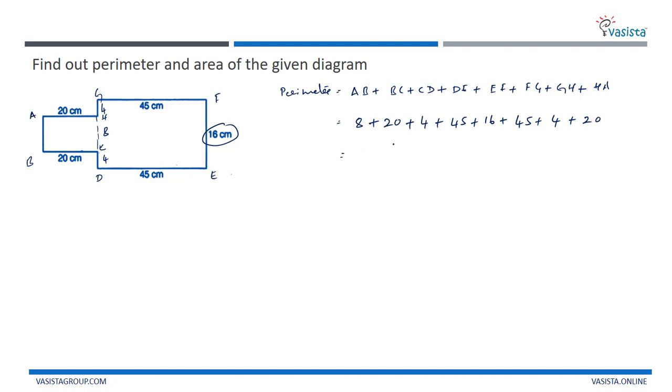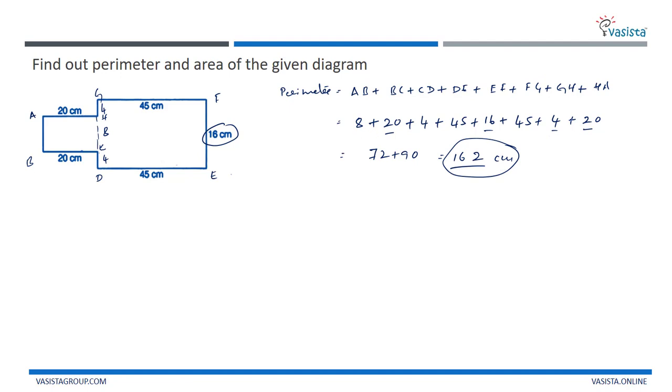Now add it. See what happens. 20 plus 20, 40, right? 8 plus 4. Let us check this. 28, 32, 32 plus 16 plus 4, 20. 32 plus 20 is 52, 72 plus 90. Right? 72 plus 90 is 162 centimeter. 162 centimeter is the perimeter.